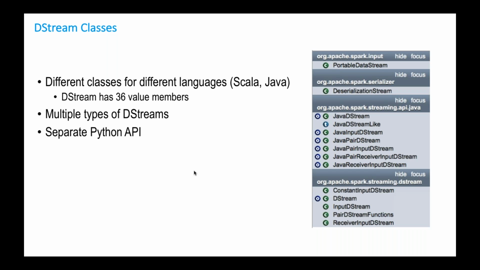But note that DStreams are not RDDs. Even though they are built on top of RDDs, the API support may vary. What I mean by that is, if you are used to using some RDD functions, you may not have that same support with the DStream classes. So be aware of that.